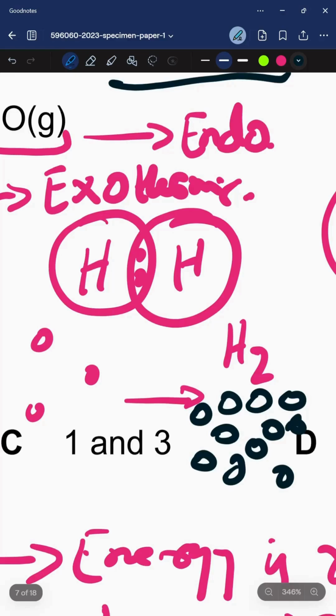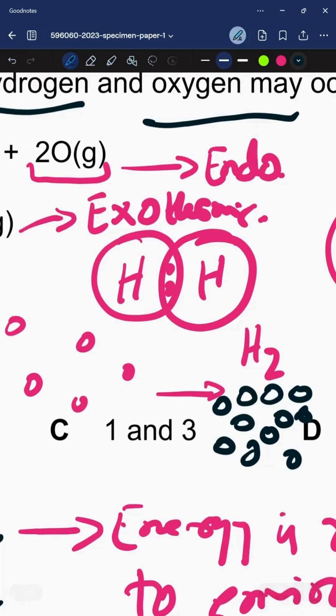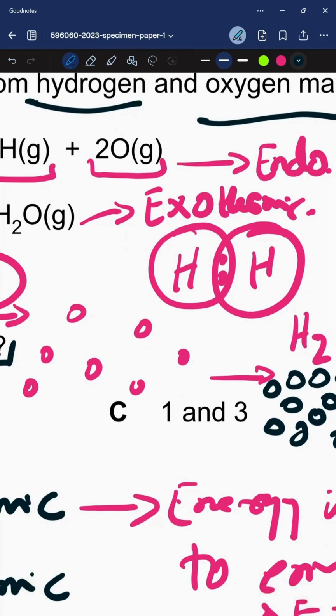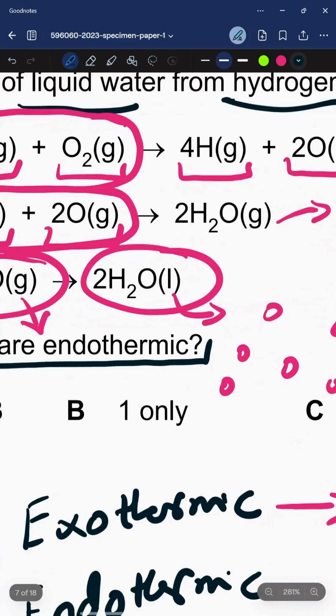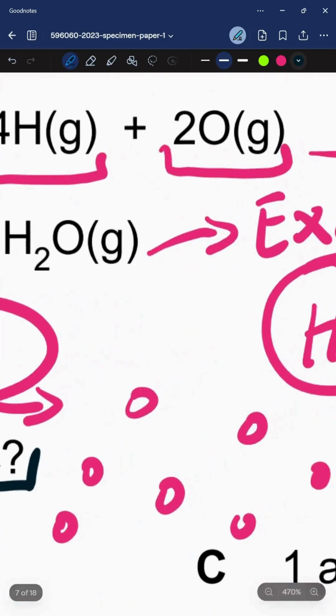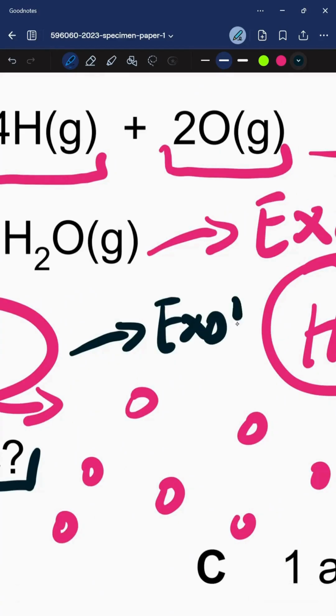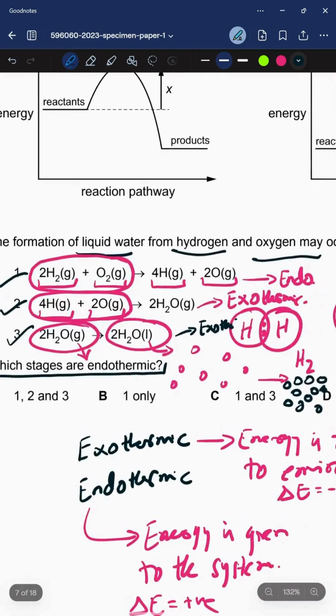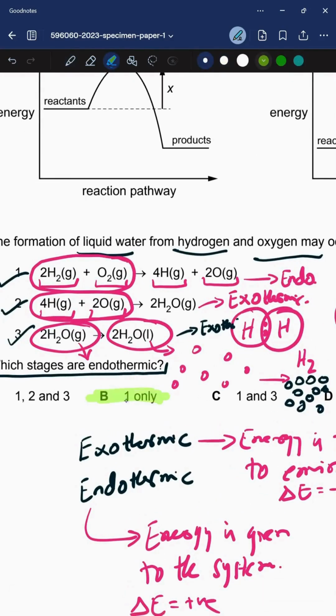And that's what the kinetic theory of particles suggests: whenever there is a decrease in energy, the energy is released to the environment. Gases have more energy because they have more kinetic energy than liquids, so liquid water will have less kinetic energy than gaseous water. Because you are going from a higher energy state to a lower energy state, this clearly shows that this also is an exothermic reaction. So stage 2 and stage 3 are clearly exothermic, and stage 1 is endothermic. So we can go with option B: only the first stage is an endothermic stage.